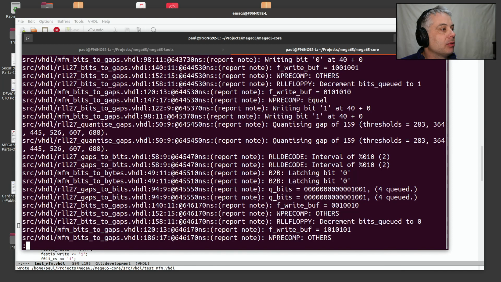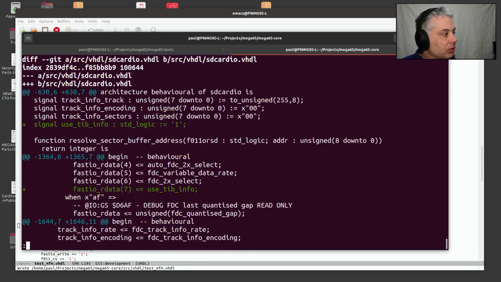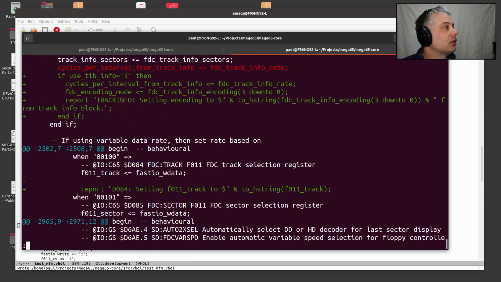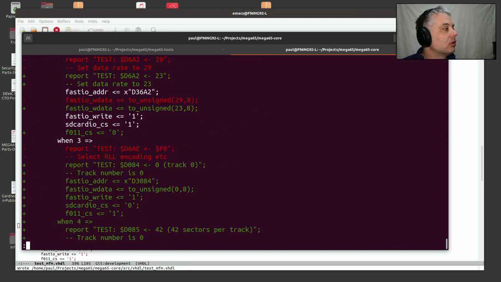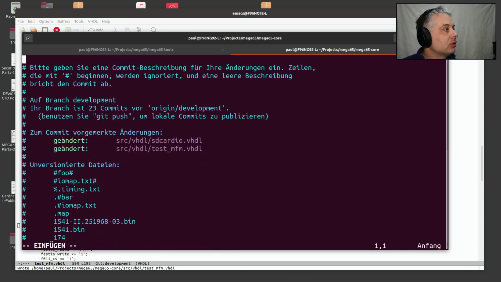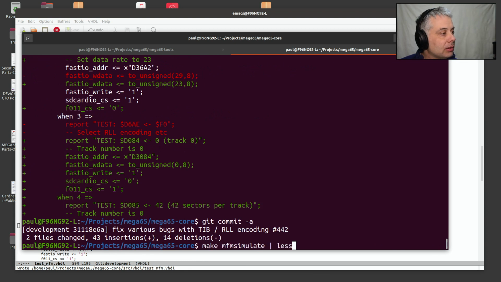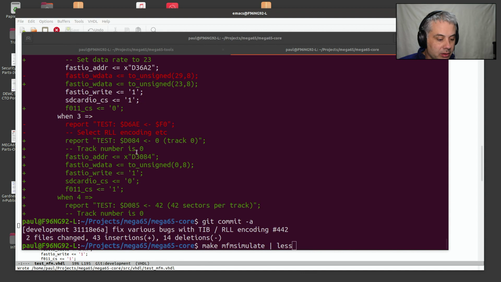Now what we need to do is, because we've got a few little fixes there that are actually quite helpful for us. Fix various bugs with TIB RLL encoding. So now what we care about is whether we are now able to work with it. Hang on a second.